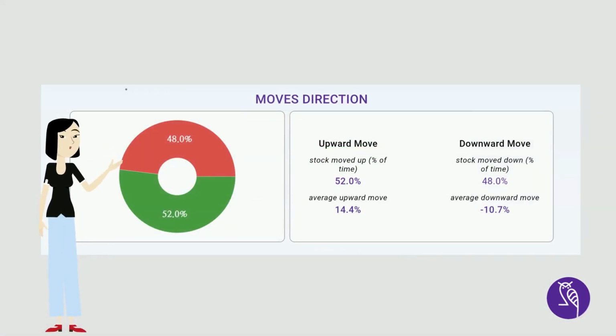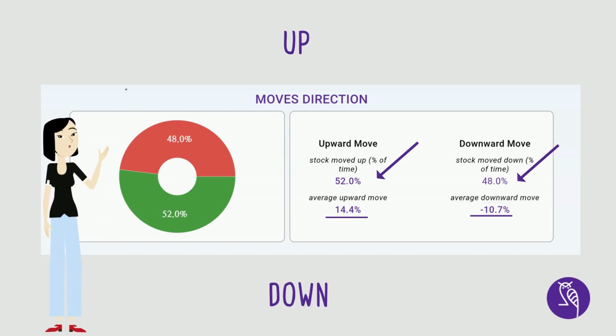Below, we focus on direction. This section breaks down the direction and size of the stock's earnings moves. You see how often it moves up or down, and by how much on average. It's a quick way to set expectations once a move starts, especially if the direction is clear early.